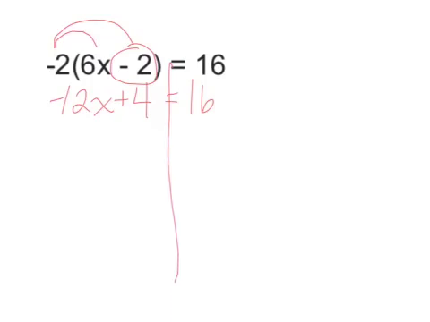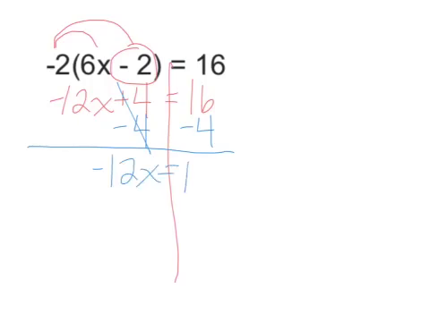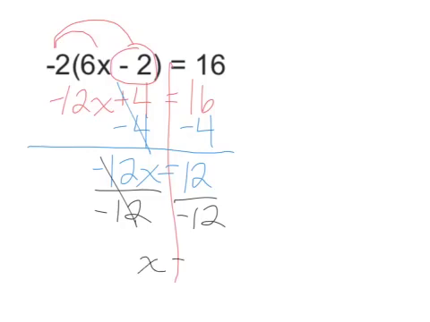From here, we're going to subtract 4 from both sides. These 4's cancel, so I have negative 12x equals 12, because 16 minus 4 is 12. And our last step is going to be divide by negative 12 on both sides. These negative 12's cancel, so I have x left on this side, and 12 divided by negative 12 is negative 1.